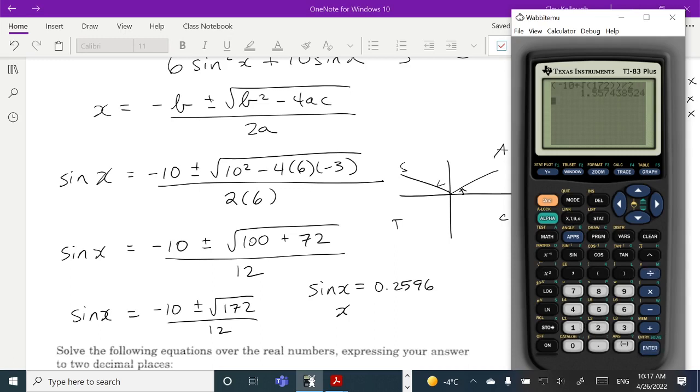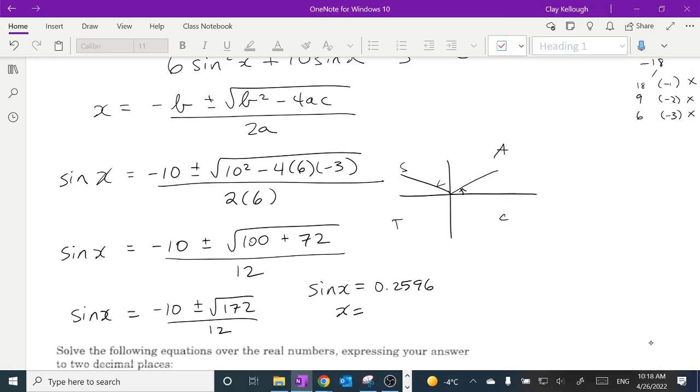Oh wait, now I'm getting a different answer. Is that what you guys got? So open a bracket. I must have punched something wrong the first time. -10 plus the square root of 172, close brackets, divided by 12. Oh no, I must have punched something wrong the second time. So that's the same thing. Okay, I forgot. That's actually my ratio. I have to do inverse sine to that.